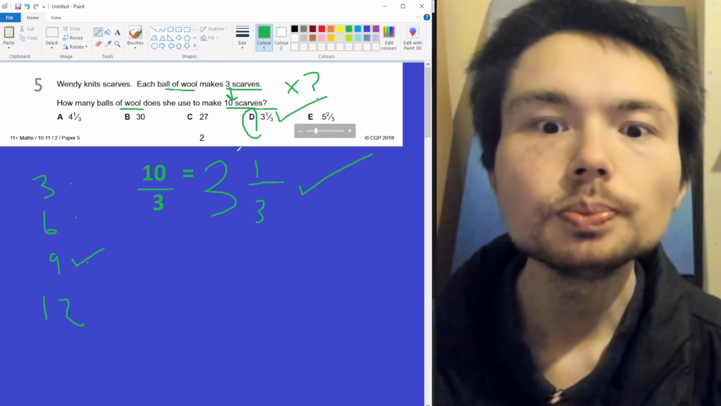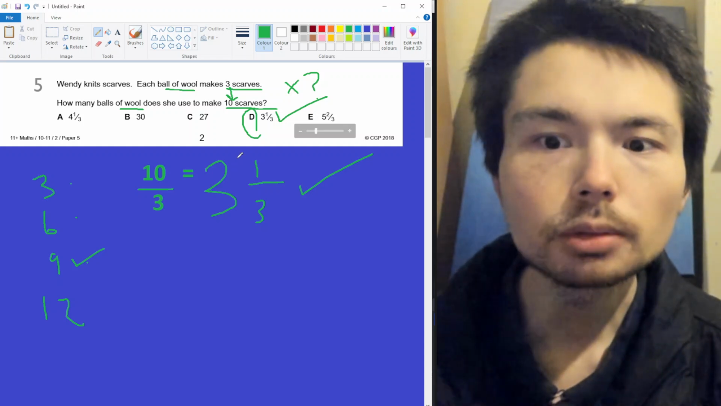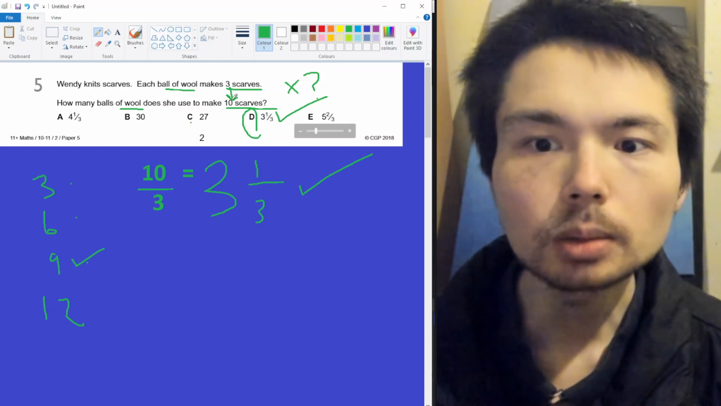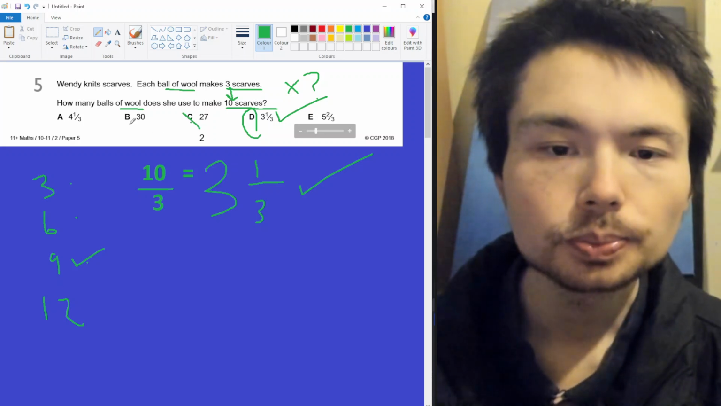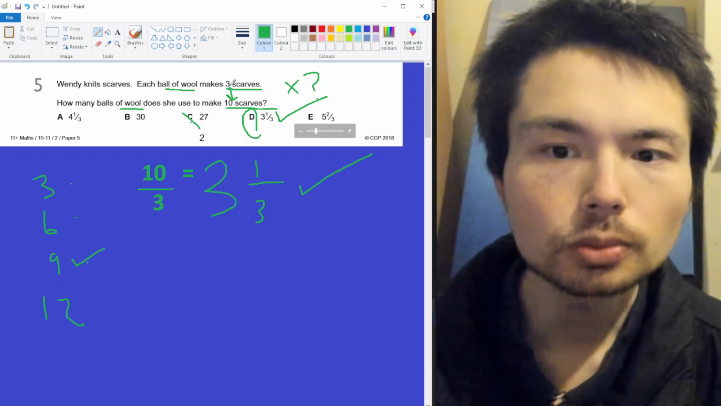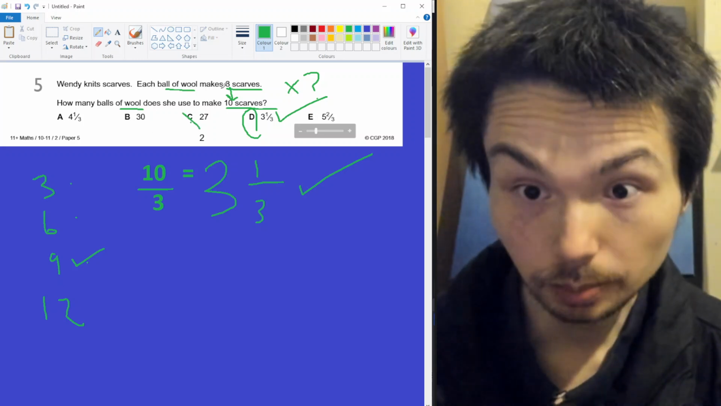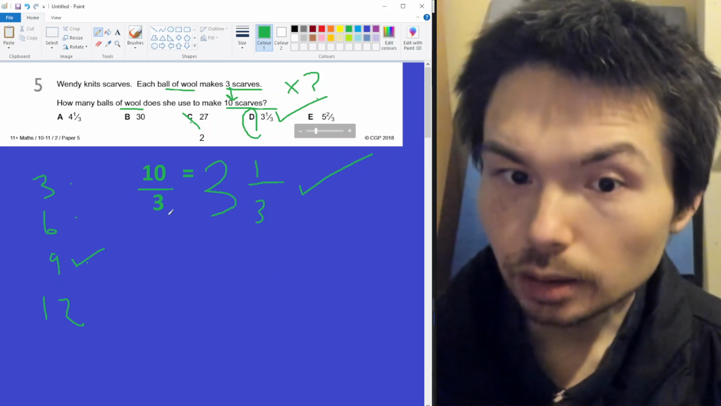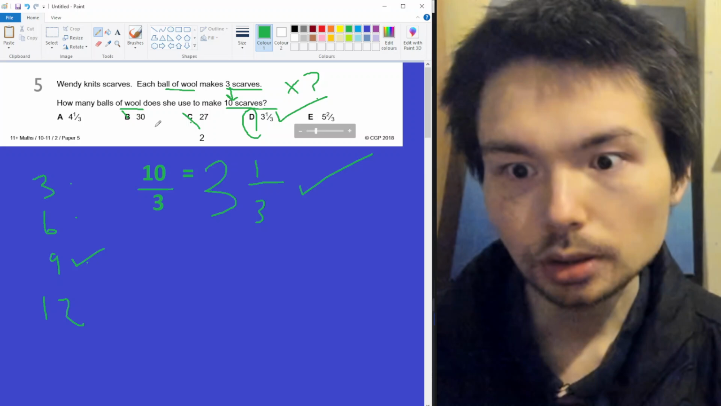Multiple choice? Which ones can we get rid of? 27 looks wrong because it's not 3 times 9 anywhere. B is what you get if you weren't looking carefully at this bit. 3 times 10 is 30, but that's not what we're doing here. You need to do 10 divided by 3. And then the others are pretty close.